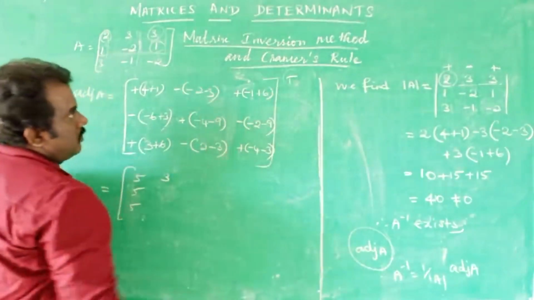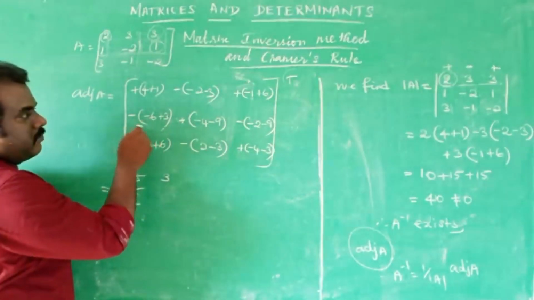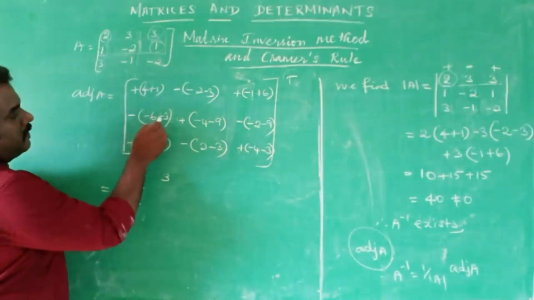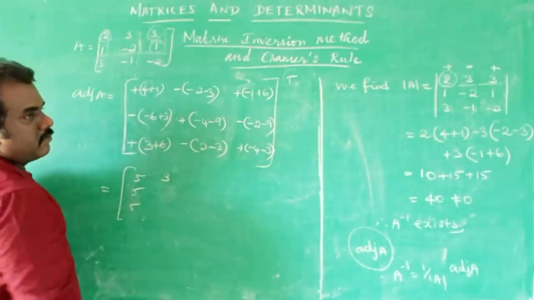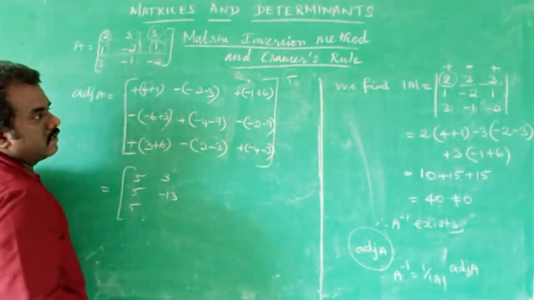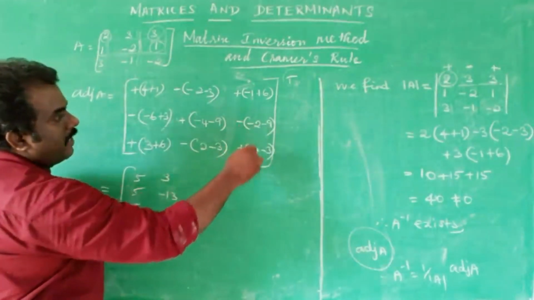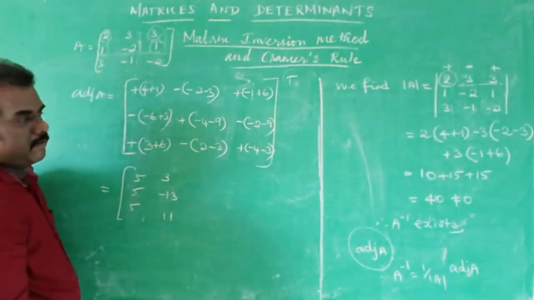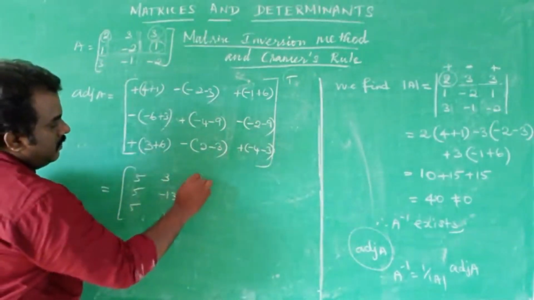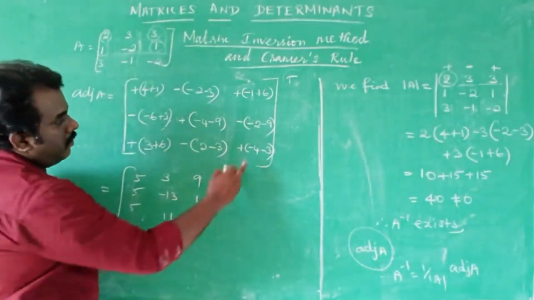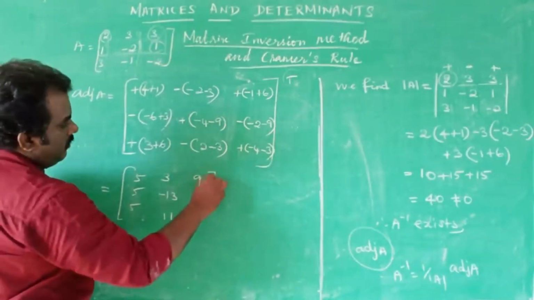The reason I am taking the transpose at the same time as solving this. So minus 6 plus 3 is minus 3. Minus of minus 3 is plus 3. Minus 9 minus 4 is minus 13. Then minus 9 minus 2 is minus 11. Minus of minus 11 is plus 11. The next, 3 plus 6 is 9. 2 minus 3 is minus 1. Minus of minus 1 is plus 1. Minus 4 minus 3 is minus 7.